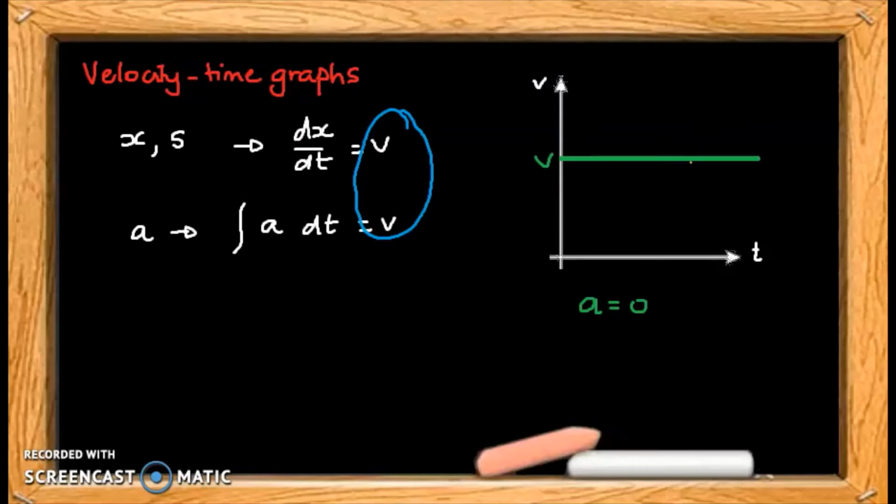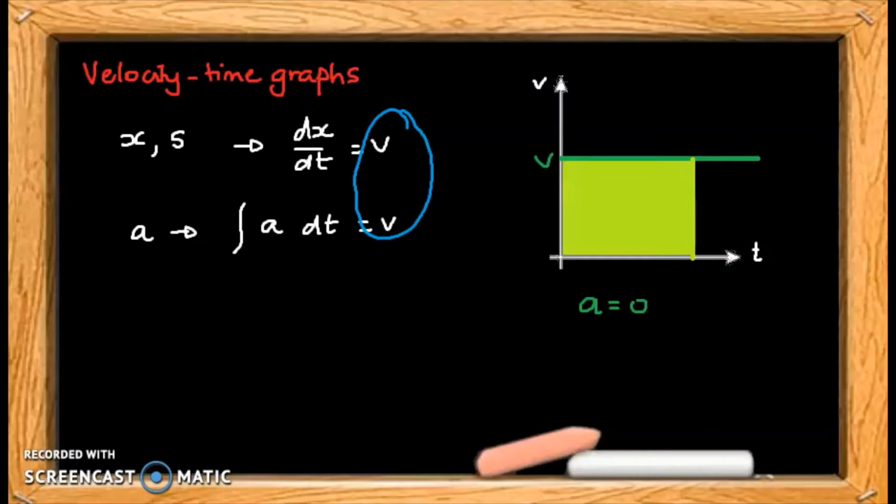Also, a graph like this will tell you that the area under that graph, so the area here, if you will, is the displacement or the change in position. So if I wanted to find the change in position for this, then it would be V times T, where that's T. And when we have a constant velocity, then that area is simply the rectangle underneath the graph for the appropriate length of time.